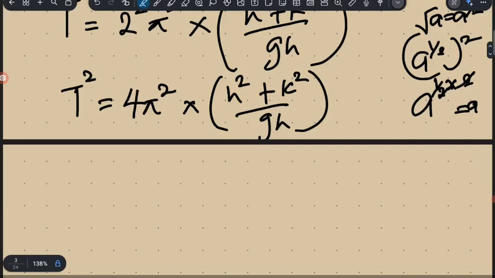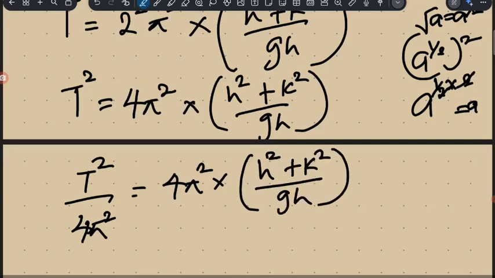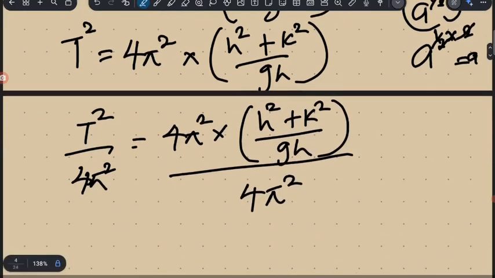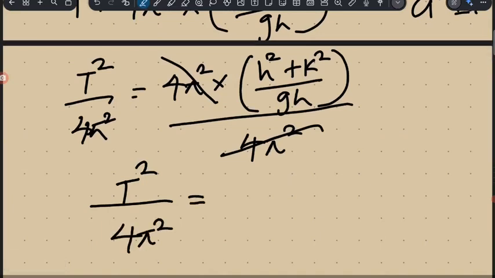We have T squared divided by 4 pi squared will be 4 pi squared multiplied by h squared plus k squared over gh, divided by 4 pi squared. So this will cancel this. It will now remain T squared divided by 4 pi squared, which is equal to h squared plus k squared over gh.